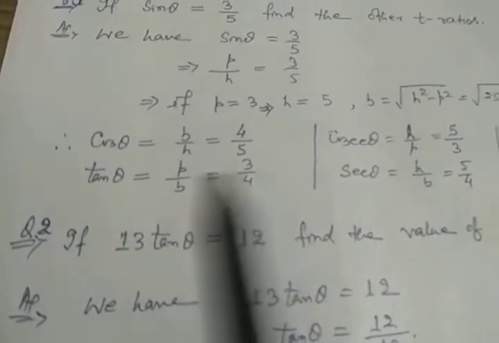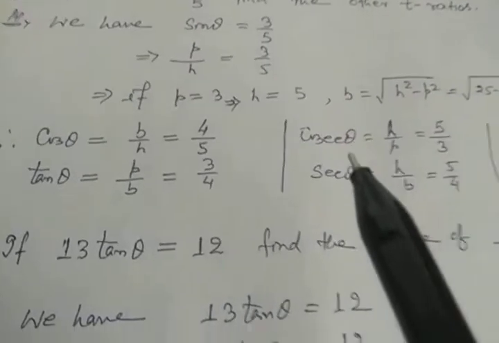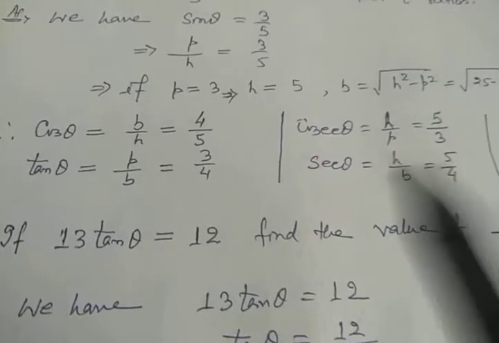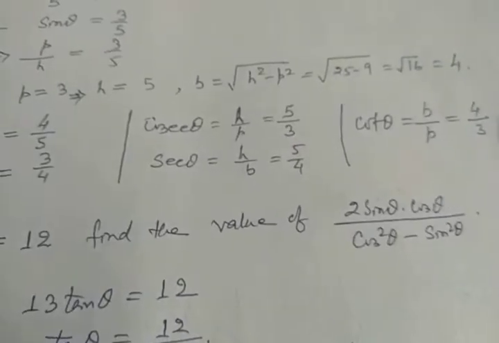Now very easily we can calculate cos theta, B by H, that is 4 by 5. Cosec theta, H by P, this is 5 by 3. Cot theta, B by P, 4 by 3, and so on, tan theta and sec theta.